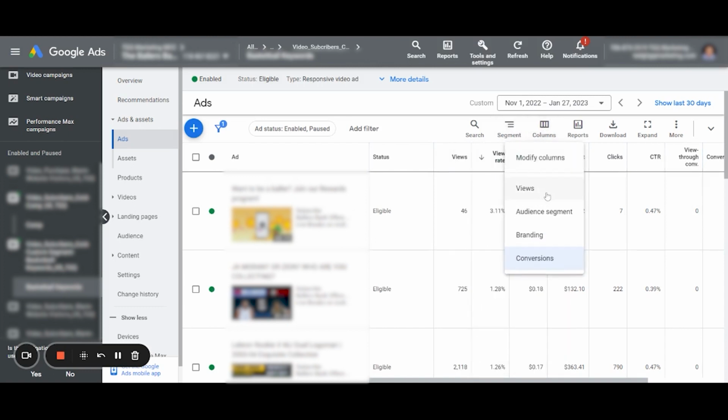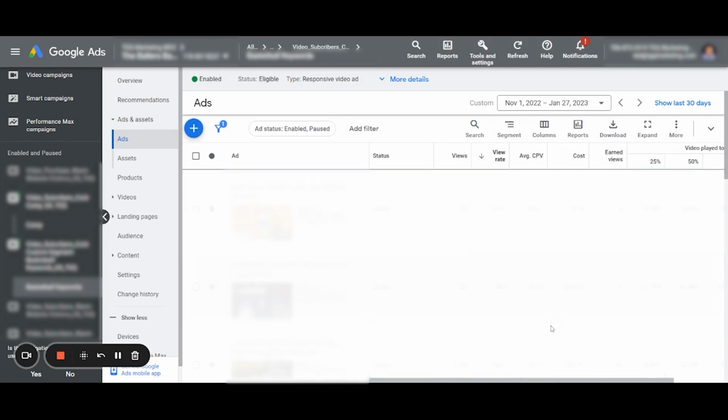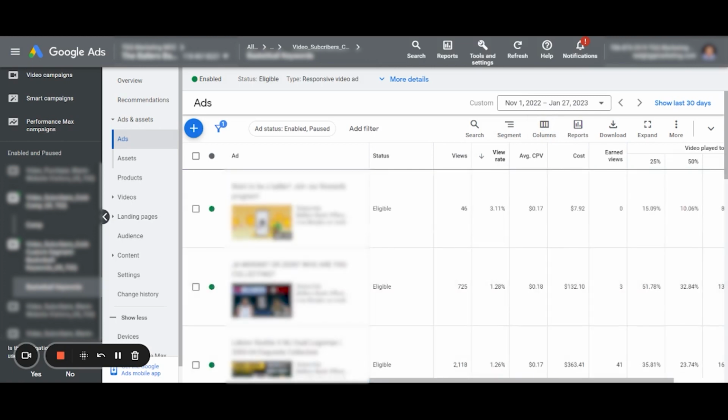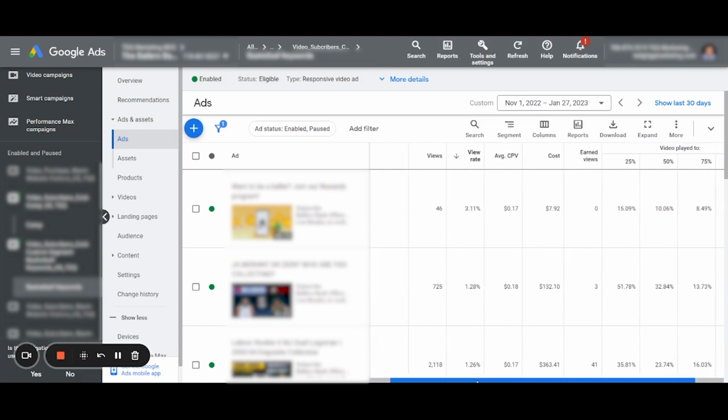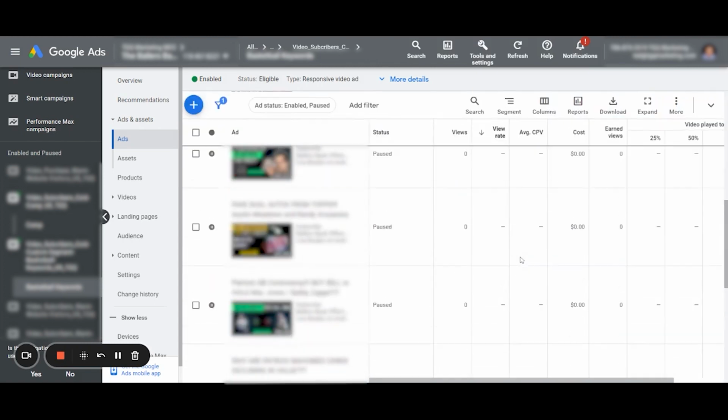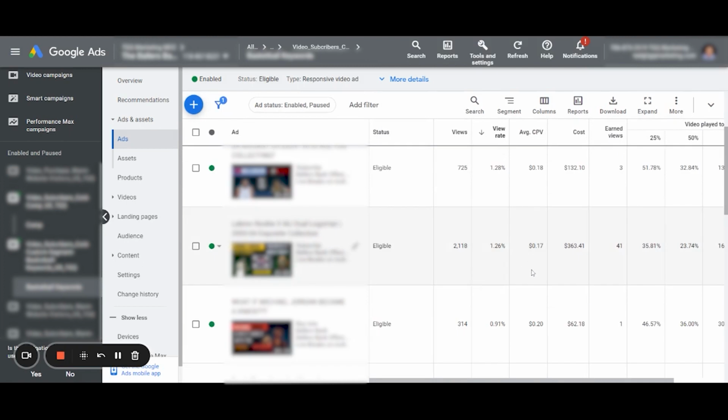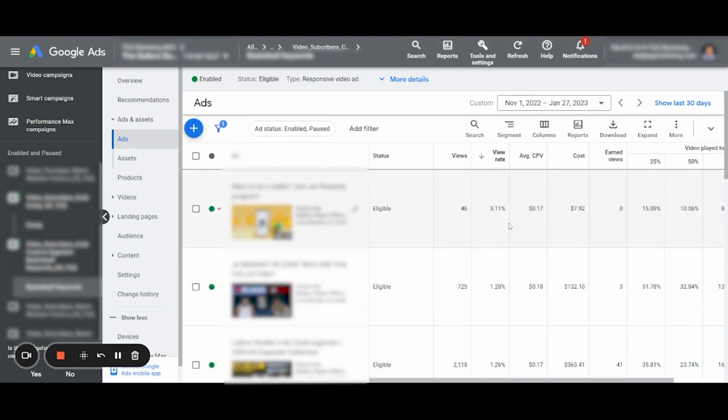However, you can also look at the views tab to see percentage of video viewed as well, to see if there's any reason you should swap out a creative so that other videos can get essentially more clicks and impressions as well. So that will really help scale your YouTube ads campaigns too.